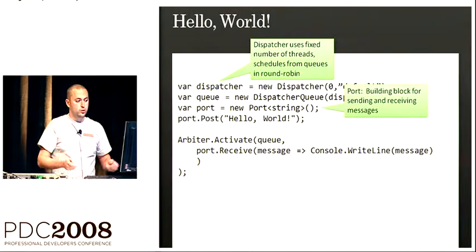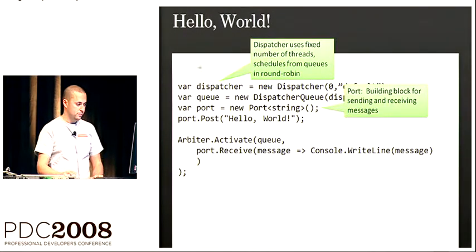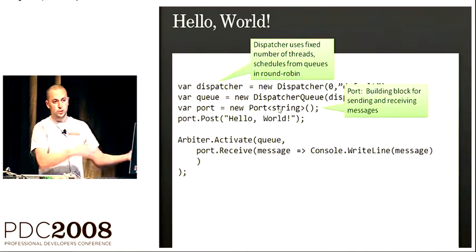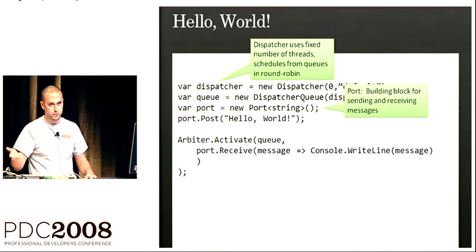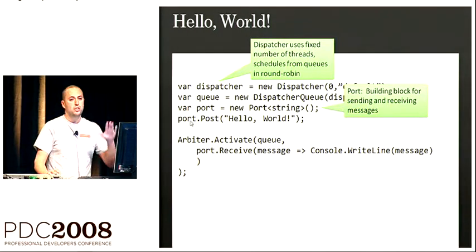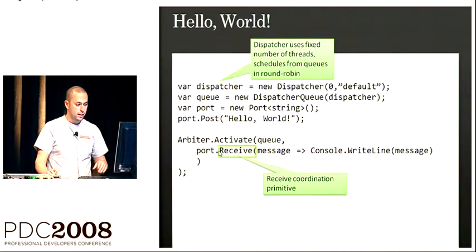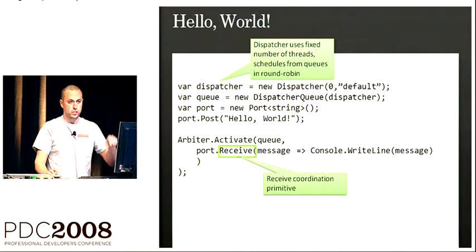Now, the first thing you're going to do is create a port, and notice how the port is typed. So if you try to put an int, the compiler is going to give you an error, not a runtime error. Now, I'm going to post a string. Fine. Now, after this, I'm going to basically say, OK, let's do something when somebody posts.